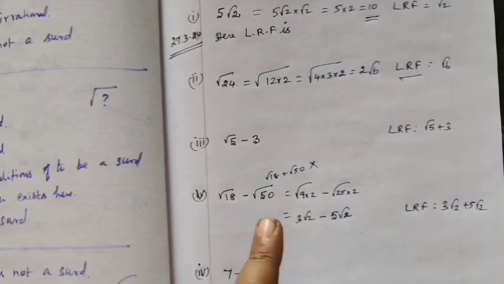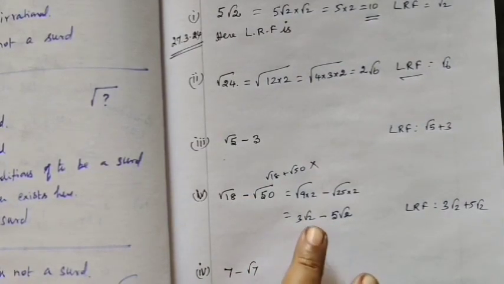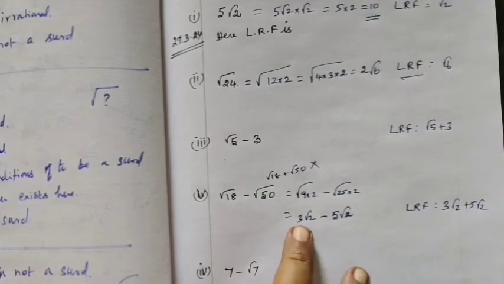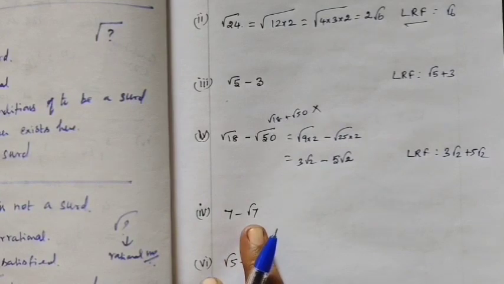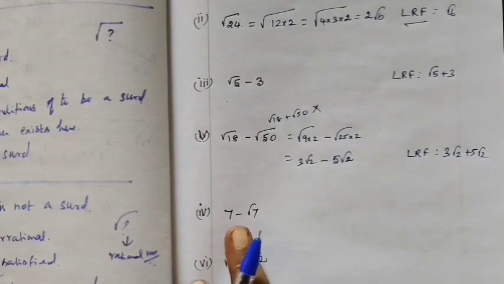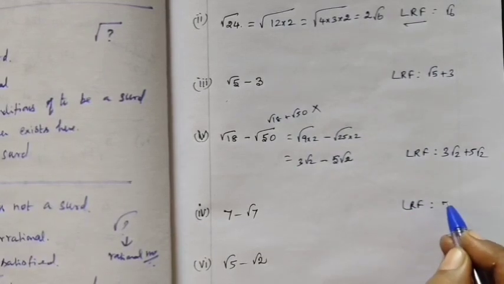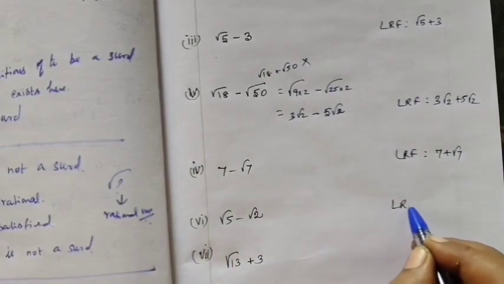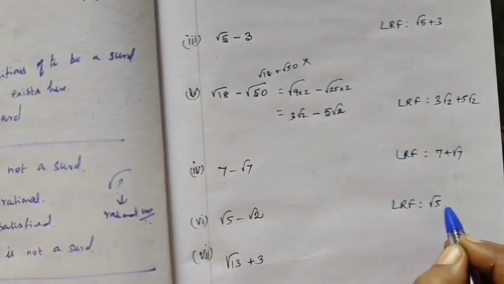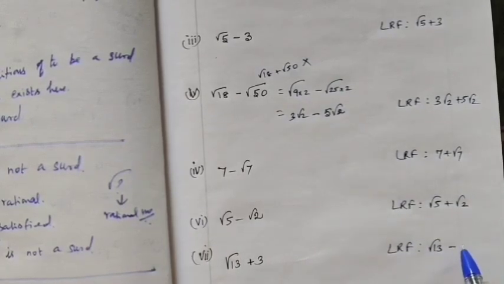So simplify till the last step, after which you can't simplify. Till then you simplify, then find the LRF. Here it can't be simplified again, so here the LRF is 7 plus root 7. Then the LRF is root 5 plus root 2. Here the LRF is root 13 minus 3.